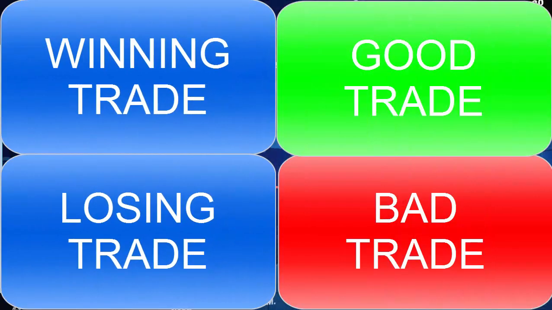There are 4 different outcomes of a trade, and you'll see them right here on your screen. There's a winning trade, one that makes you profit. There's a losing trade, one where you take a loss. There's a good trade, one where you followed your rules, and there's a bad trade, one where you broke a rule. Now, you're always going to have to choose one from the left side of the column, one from the right side of the column.